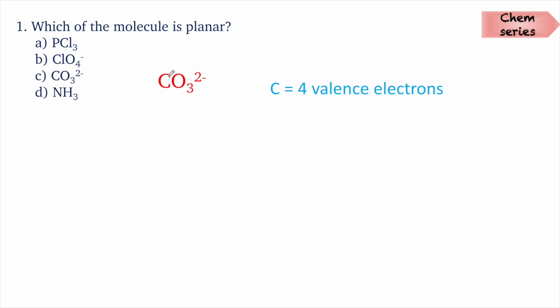Coming to the third option, that is CO3 2 minus. Here carbon will be the central atom and its valence electrons are 4. The 2 minus is present in the molecule, which means carbon has 2 valence electrons in excess. So there are totally 6 valence electrons, and there are 3 oxygen atoms. Carbon utilizes all 6 valence electrons to form bonds with 3 oxygen atoms as double bonds.